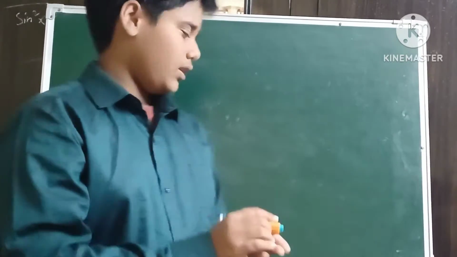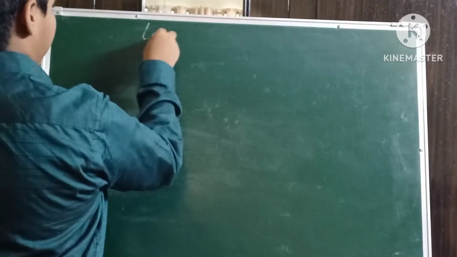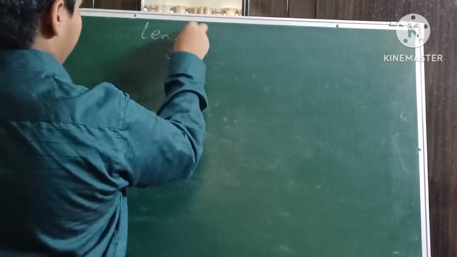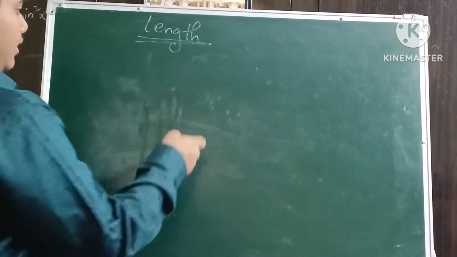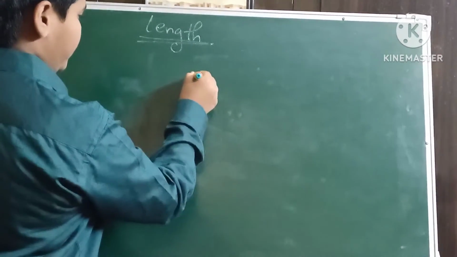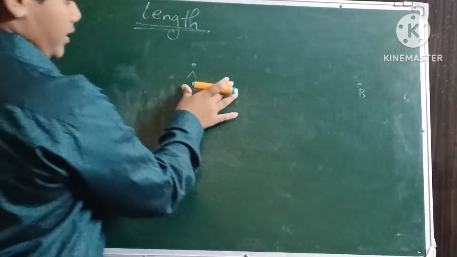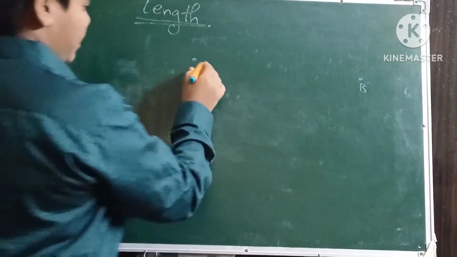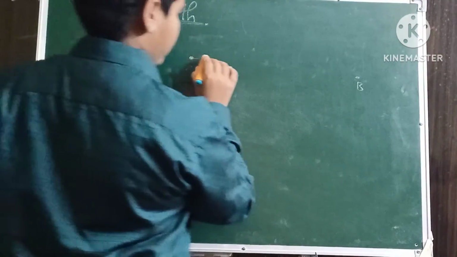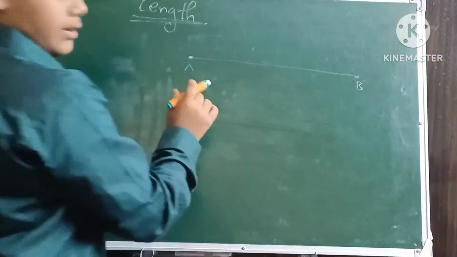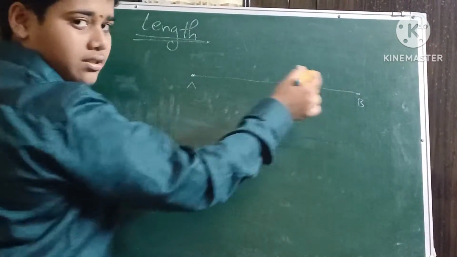And the next topic is length. The distance between this point A and this point B. I am taking these 2 points and drawing a straight line. The distance between 2 points along a straight line is called length.